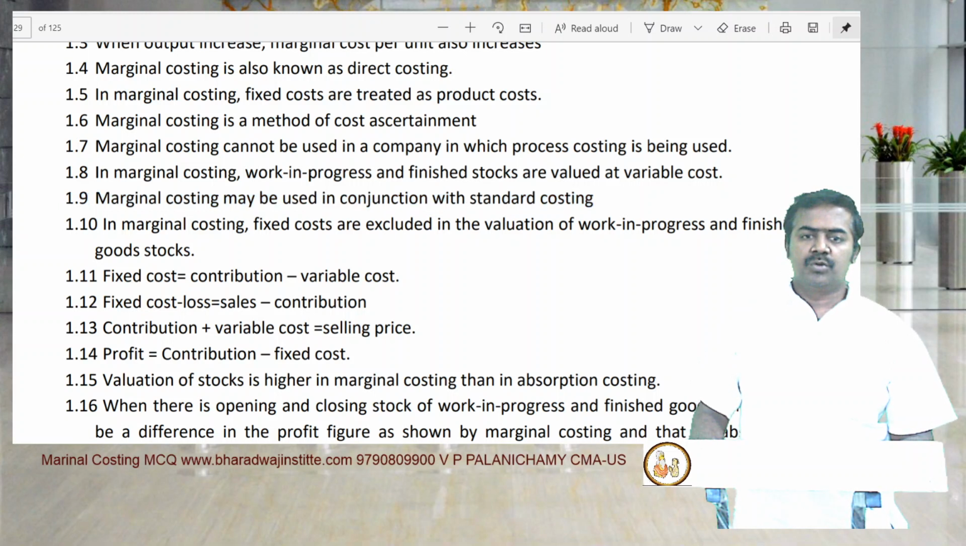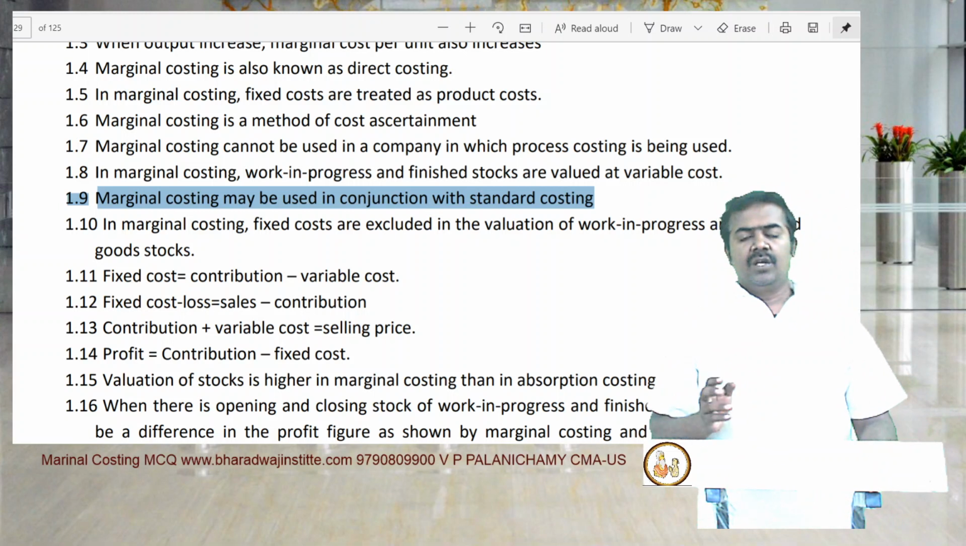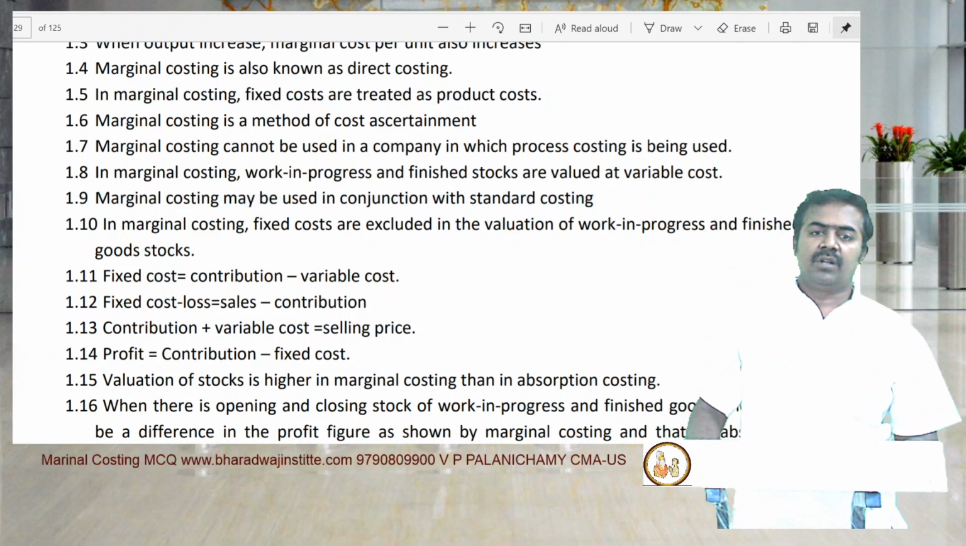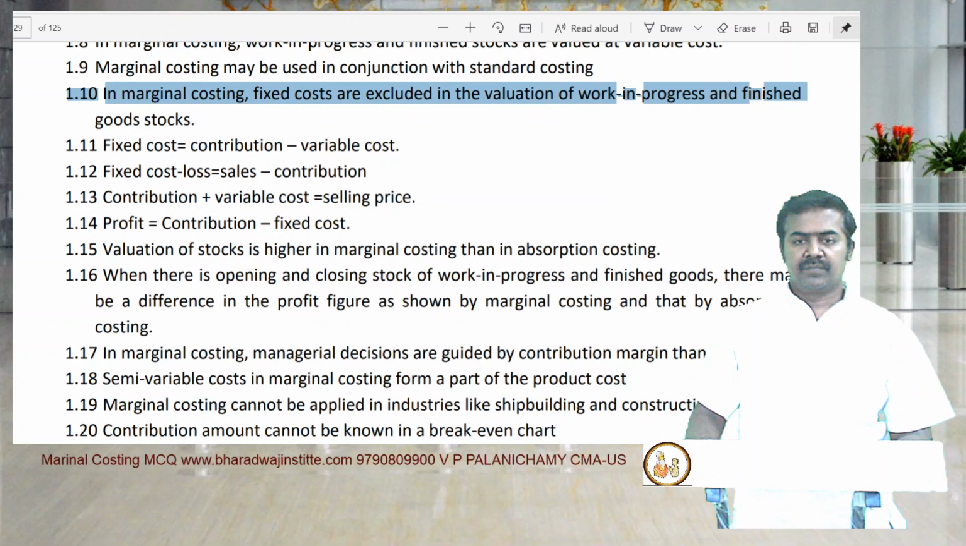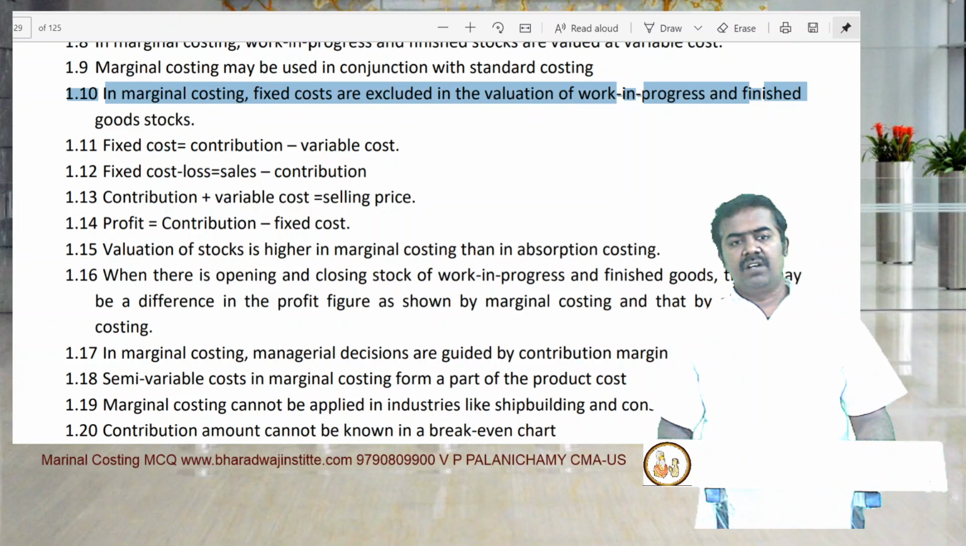Marginal costing can be used along with standard costing. Standard costing is nothing but predetermining the cost. We are going to see in standard costing and variance analysis or budgetary control where predetermined cost can be used along with marginal cost. In marginal costing, fixed costs are excluded in inventory valuation. Fixed costs is excluded in inventory valuation. True.